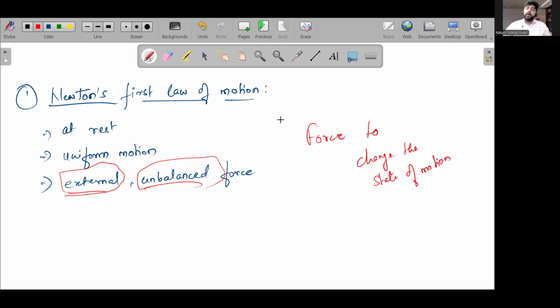Very simple. In one line, this is what it says. You need a force to change the state of motion. Okay, sir. Understood.